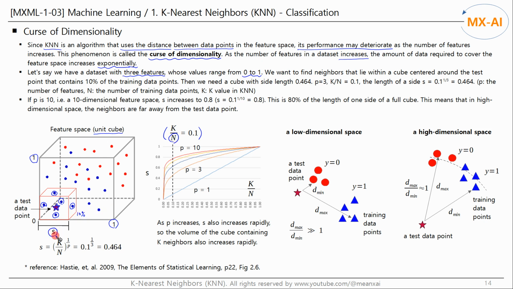The length of one side of this small cube is s, and the volume of this cube is s to the 3rd power. This volume is k over n. So s can be written as follows, where p is 3-dimensional. Then, the length of one side of this cube is 0.464. If p is 10, i.e. a 10-dimensional feature space, s increases to 0.8. This is 80% of the length of one side of a full cube.